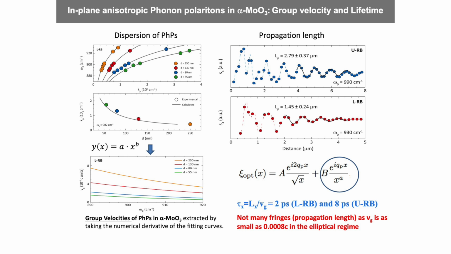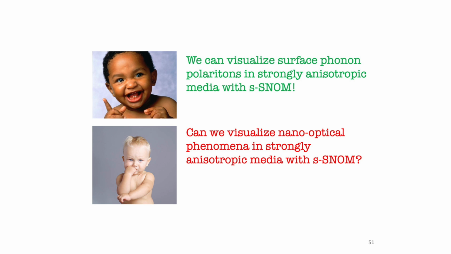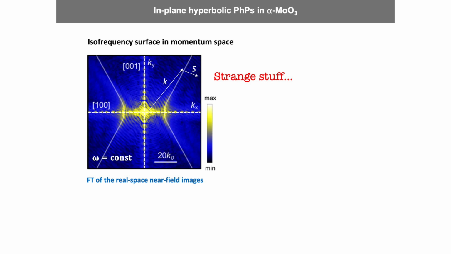Rainer showed that if you plot in the complex plane, with the imaginary part and real part, you can see the phase of the wave, creating a spiral that is clockwise or anti-clockwise. I will not go into that here. But the baby is, again, very happy because we can visualize surface phonon polaritons in a strongly anisotropic medium with SNOM. But again, can we visualize nano-optical phenomena in this medium, reflection and so on? This is what I was telling you now. The K vector and the Poynting vector are strange, so nano-optical phenomena like reflection are going to be strange.